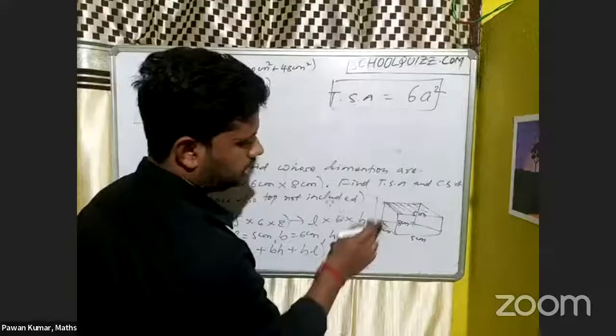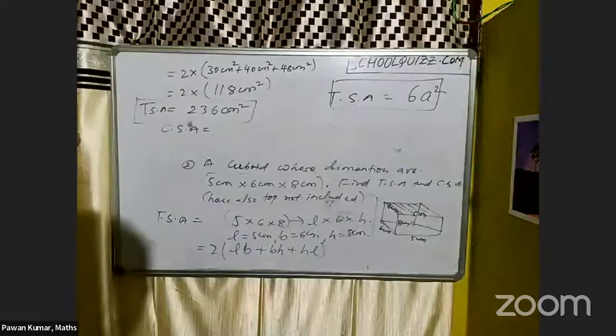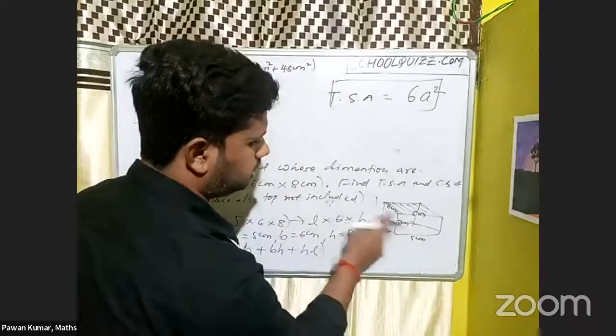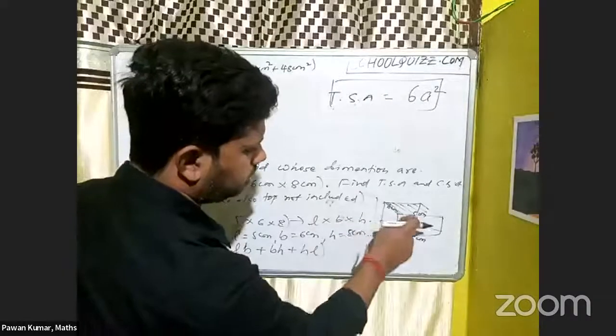So breadth 6 centimeter, length 5 centimeter. Breadth 6 centimeter means only one BH is lowered. Correct. Sorry, not BH, LB is lowered. So one LB is there, BH is there.